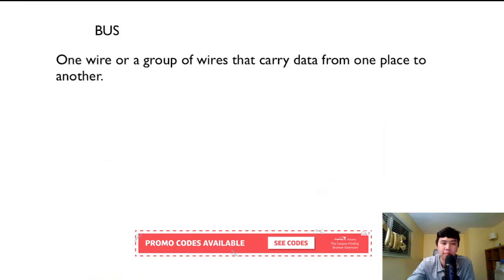A bus is one wire or a group of wires that carry data from one place to another. So very simply, just like a bus you drive, a computer bus is what carries data from one place to another, just like the cord that you plug in from your smartphone to your computer has buses on it. All right, but we're talking in terms of motherboard, something that's integrated onto the motherboard.